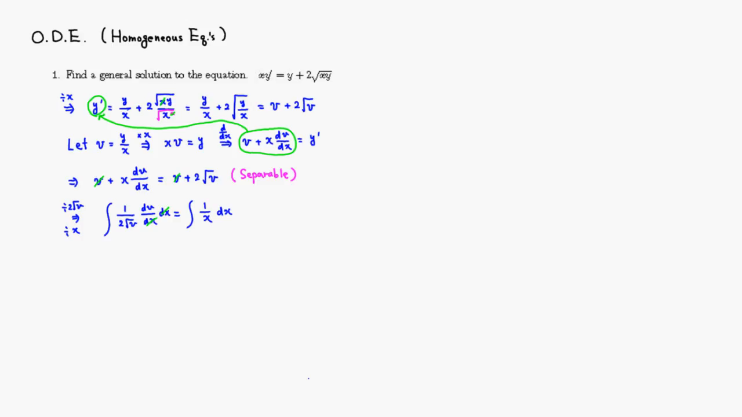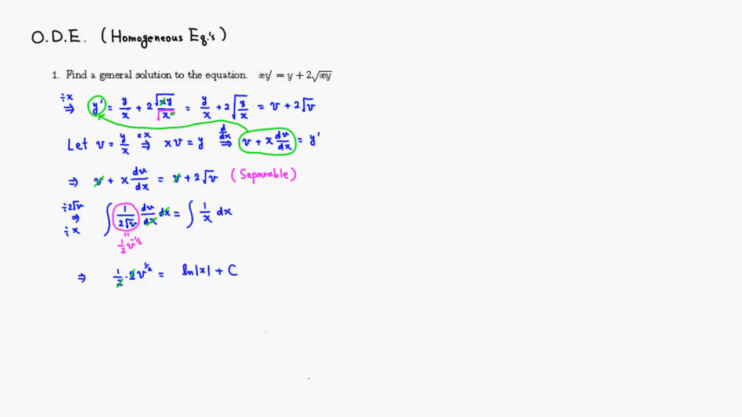I don't like the way it's written, so I'll rewrite it as 1/2 v to the negative 1/2 power. Using the power rule for antiderivatives, add 1 to the power to get positive 1/2, then divide by 1/2, which is the same as multiplying by 2, so the 2's cancel. That's the antiderivative, √v. The antiderivative of the right hand side is the natural log of the absolute value of x, plus some constant c.